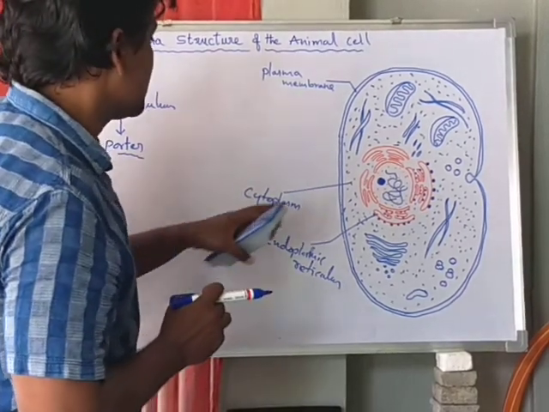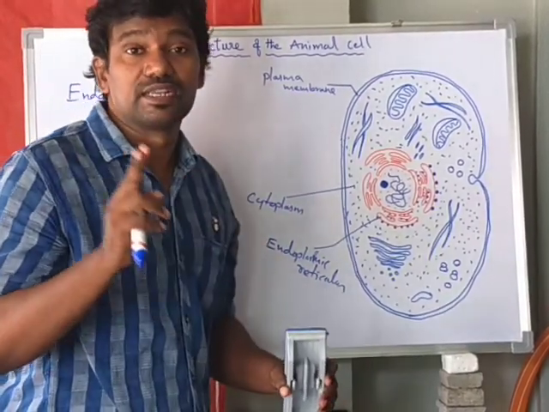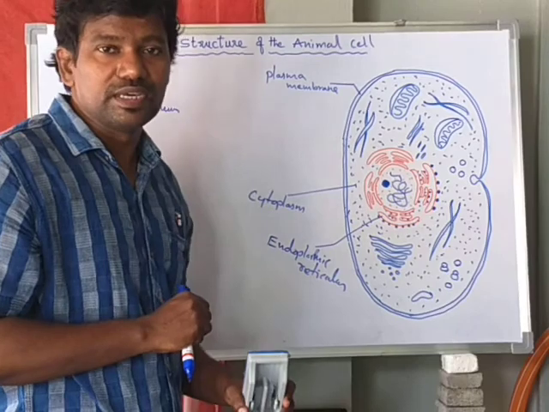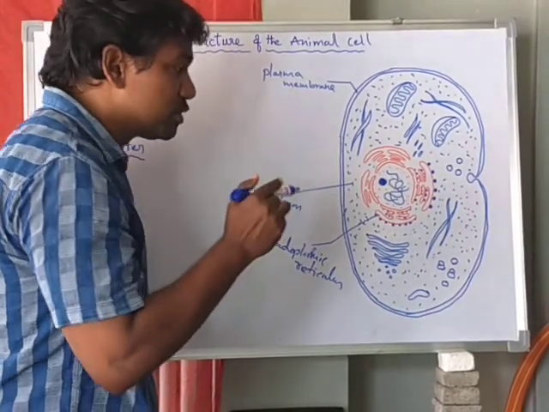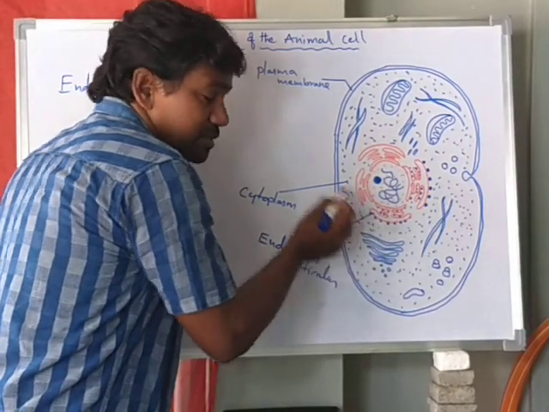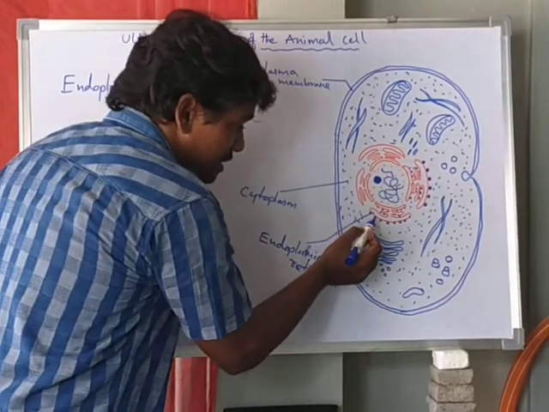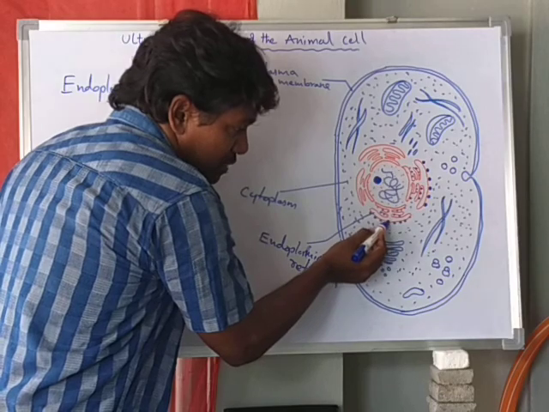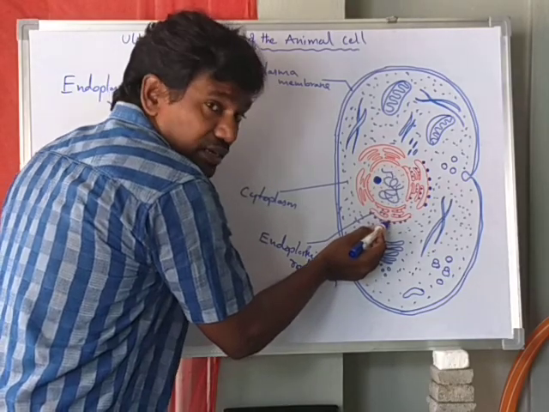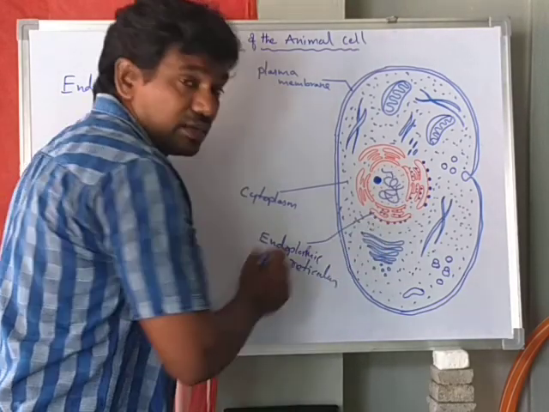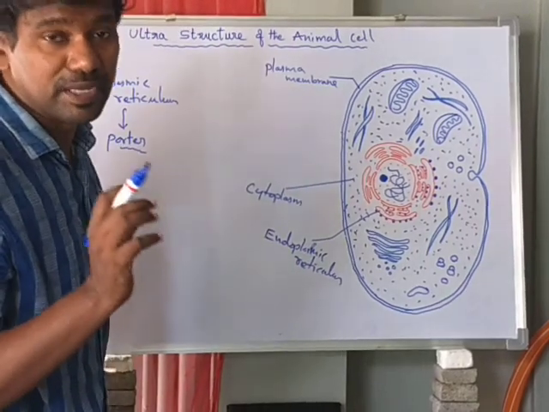Generally endoplasmic reticulum is classified into two types, because ribosomes are attached to some of the endoplasmic reticulum. Here we see these are the ribosomes, which are associated with the endoplasmic reticulum. This type is called rough endoplasmic reticulum.